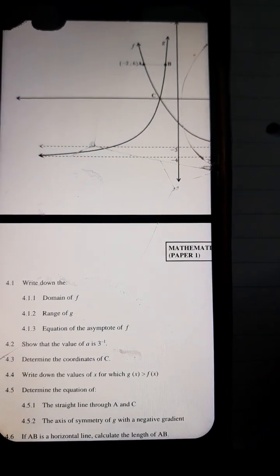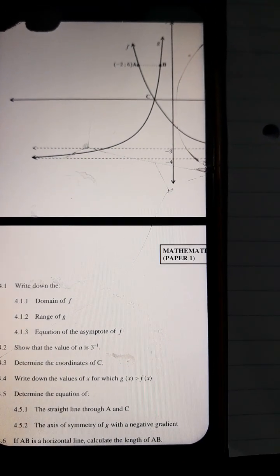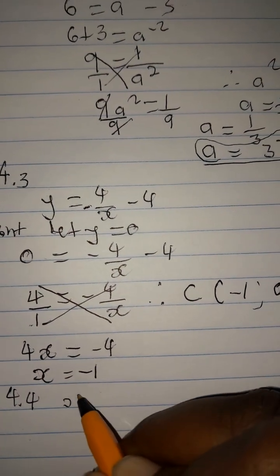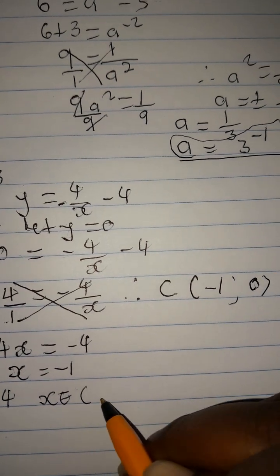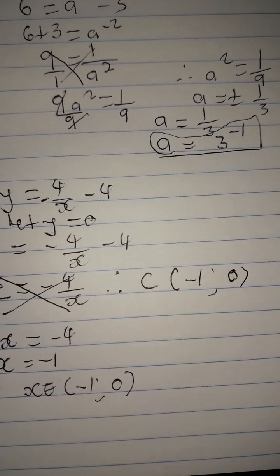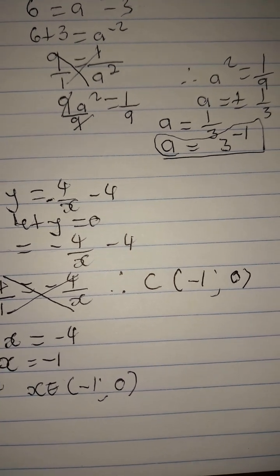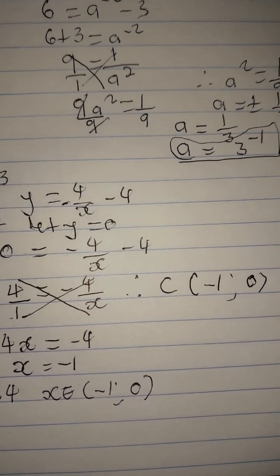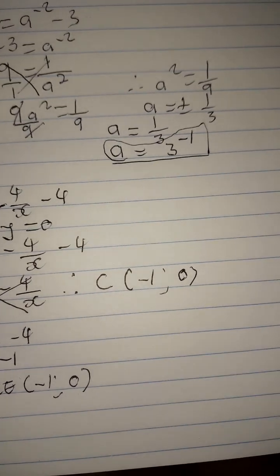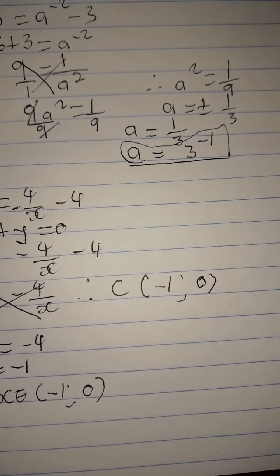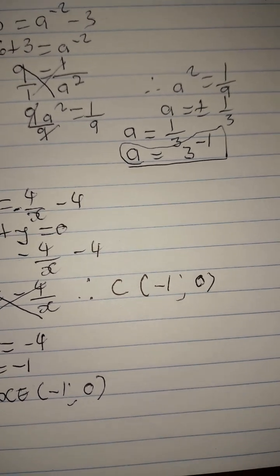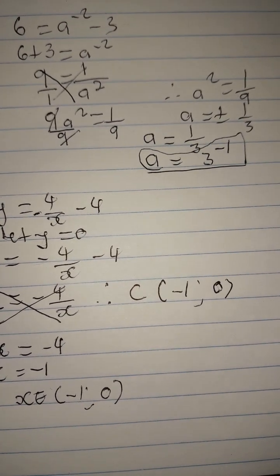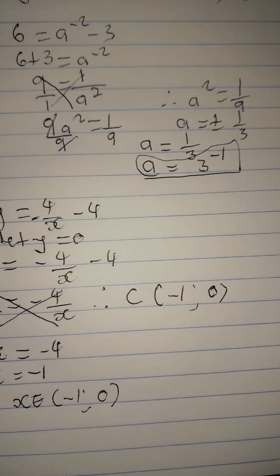So that's how it should be with 4.4. Let's put that into practice. For 4.4, guys, our solution will be x is an element of -1 and 0, or you can use the other alternative. They said write down the values of x for which g of x is greater than f of x, where g of x is above f of x. That's what they are saying. So that is happening at C, so that will be -1 and 0. Hope you did get it, guys.